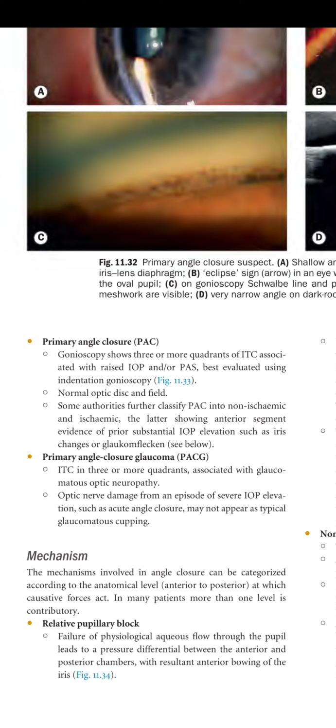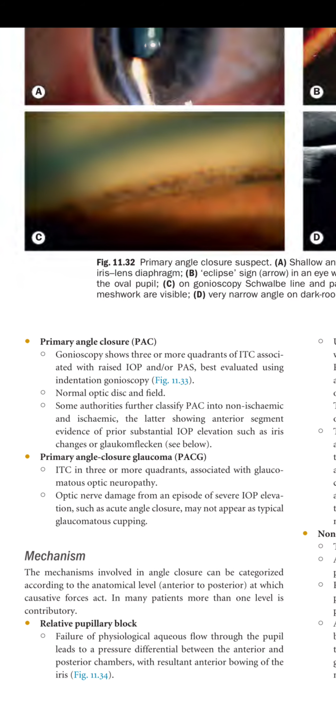Primary angle closure glaucoma shows ITC in three or more quadrants associated with glaucomatous optic neuropathy. Optic nerve damage from an episode of severe IOP elevation such as acute angle closure may not appear as a typical glaucomatous cupping. So in this case, glaucomatous optic neuropathy will be present in primary angle closure glaucoma.